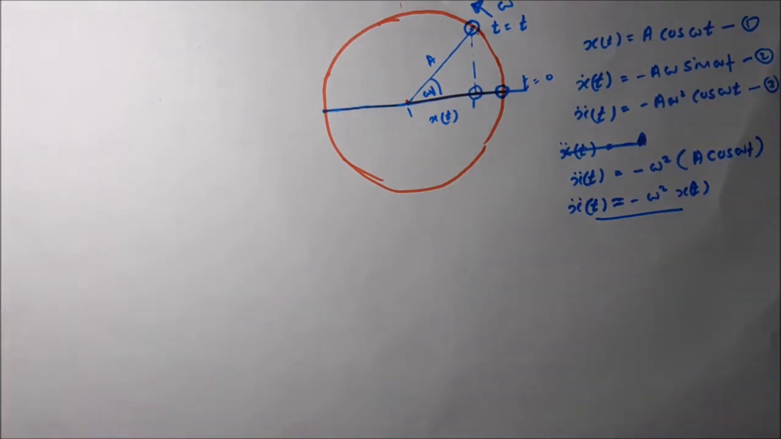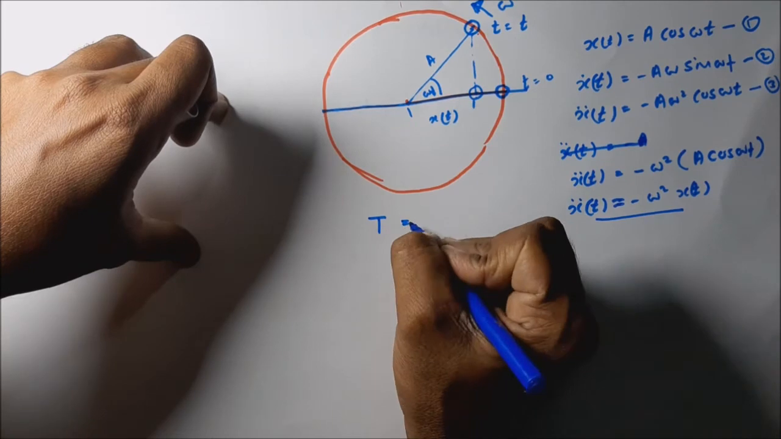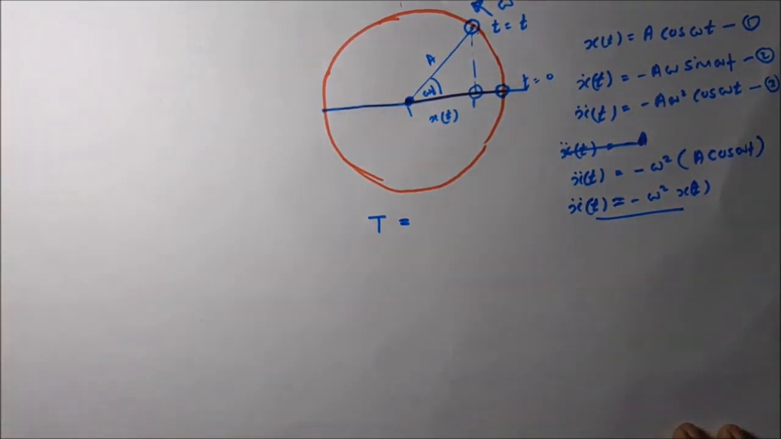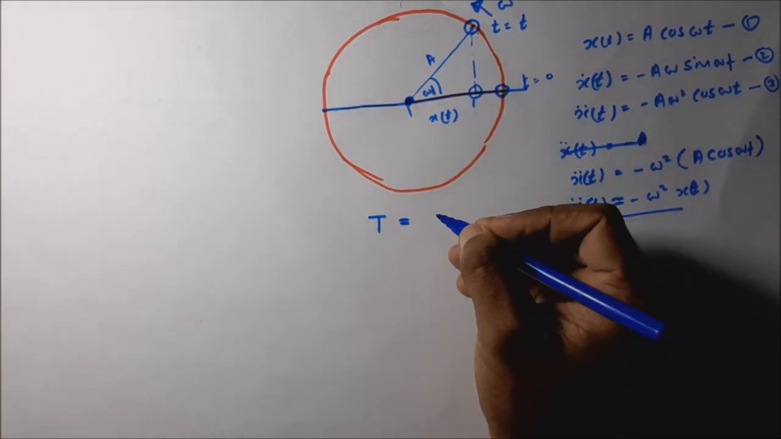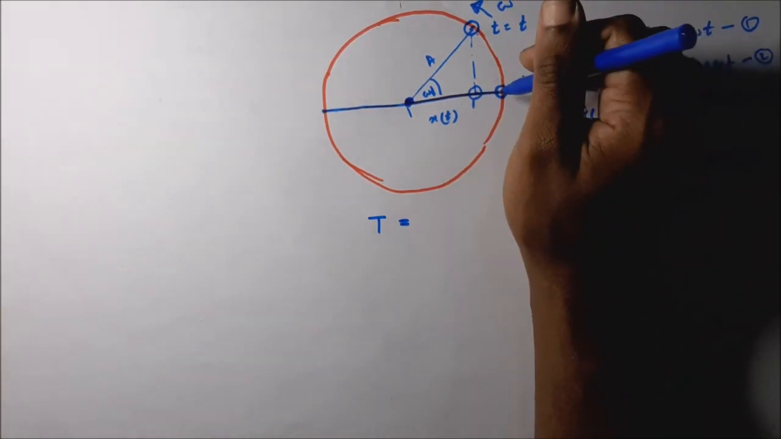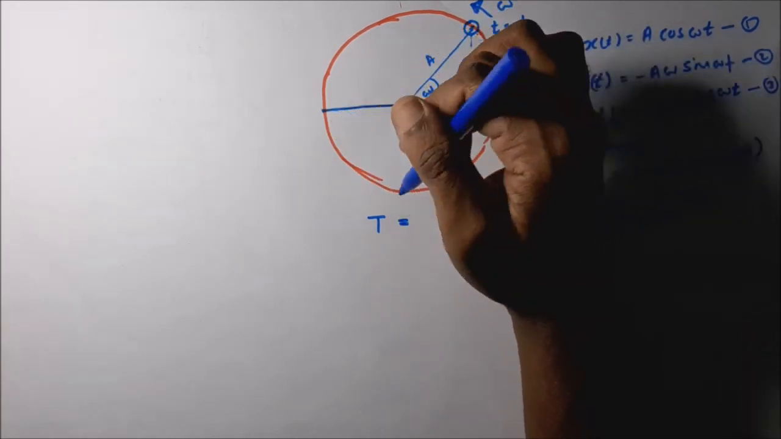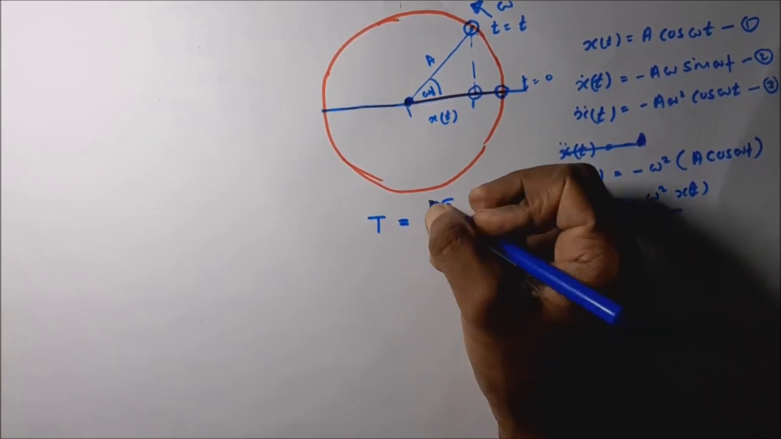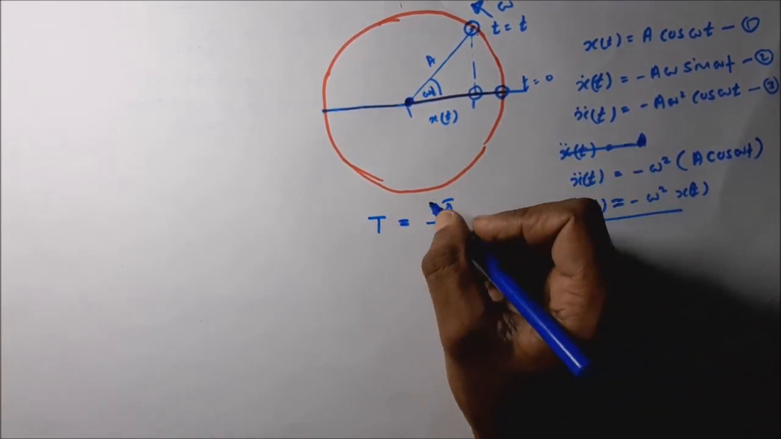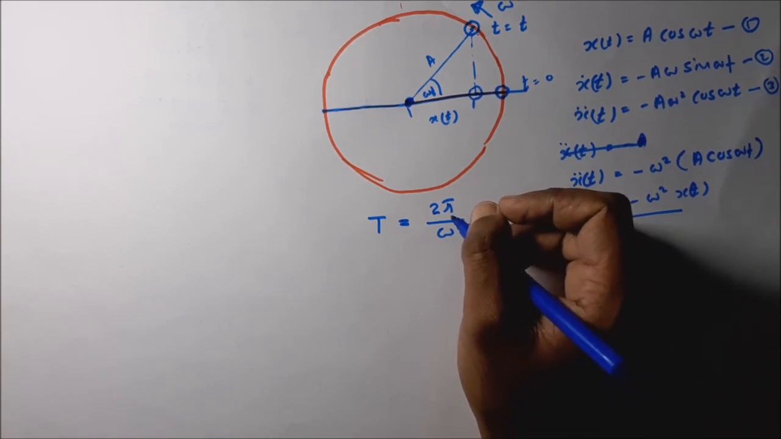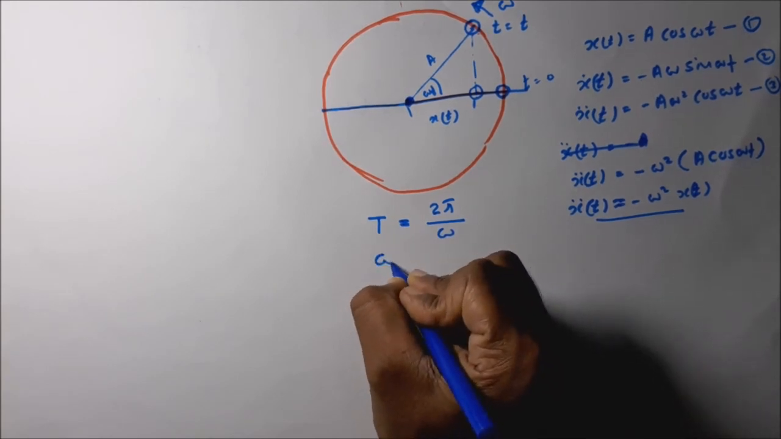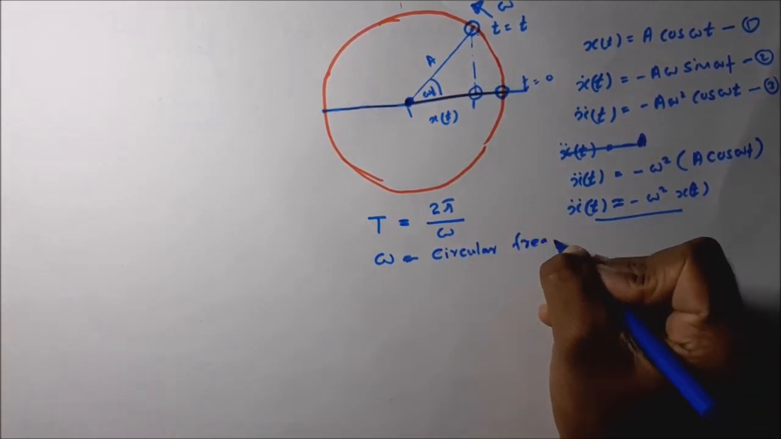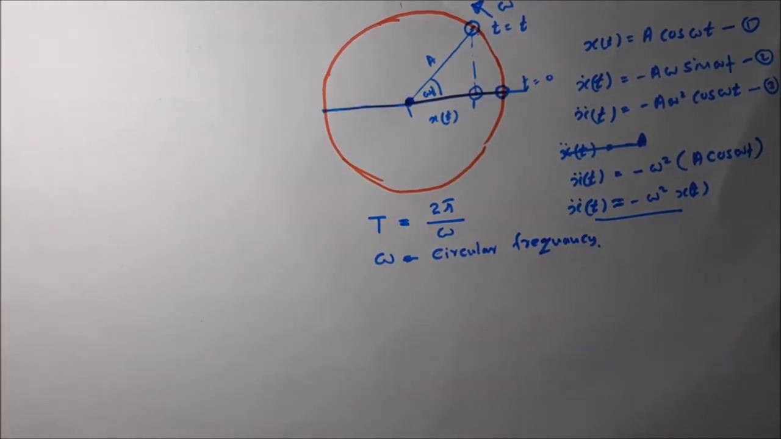Then for this simple harmonic motion, what is the periodic time? The time taken to complete one cycle of oscillation is called the periodic time. That means the object should move one complete revolution of this circular path. What is the time taken for that? The total angular distance 2 pi divided by the angular velocity omega. This is called the periodic time of the oscillation. Then omega is called the circular frequency of this oscillation.